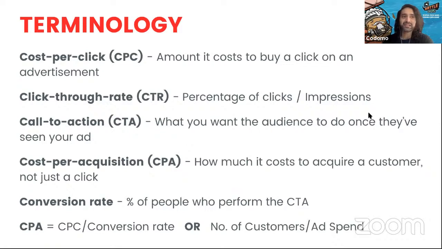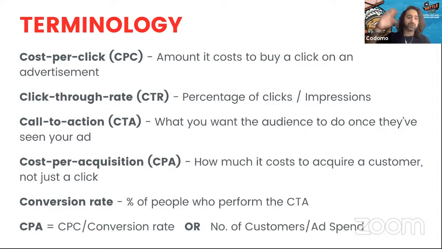So some terminology that you need to know. I'm not going to spend so much time on this slide. Cost per click means how much it costs to earn a click from anyone who's seeing your ad. Click-through rate is the rate of people who see your ads versus the ones who click on it, and you divide that to get the percentage. Call to action is what you're asking them to do on your website. Is it sign up now or download this resource with your email? What's that thing that you're asking them to do once you have gotten them to see your ad?